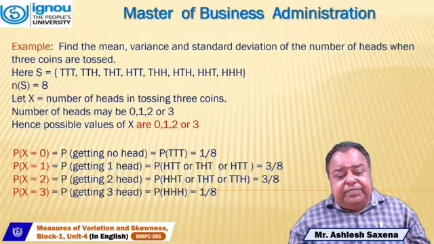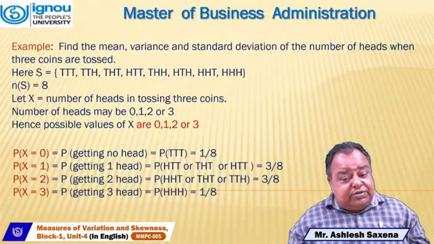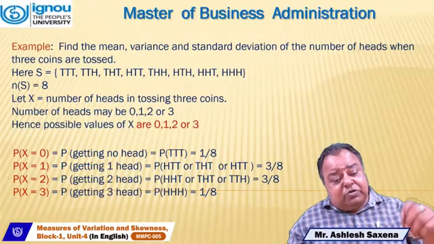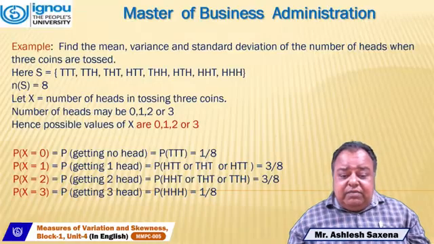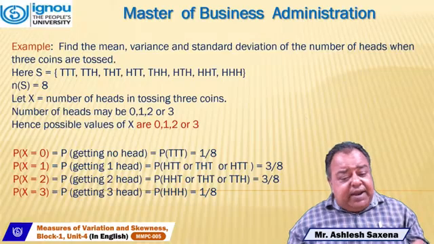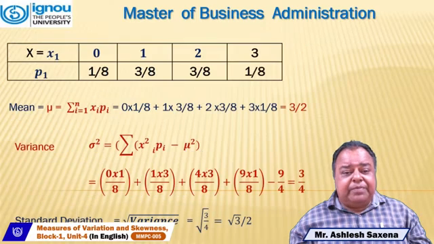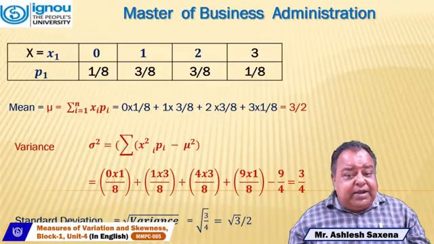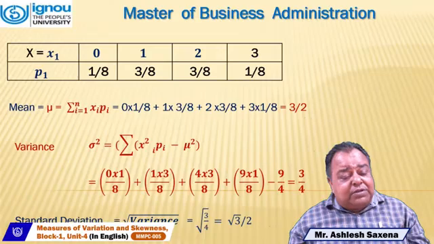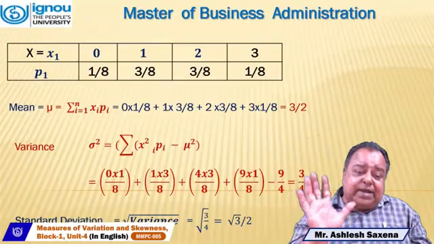If we talk about 1 head, there are 3 events where a head is there. That is 3 by 8. And for 2 heads, again there are 3 events where 2 heads occur. That is 3 by 8. And for 3 heads, it is 1 by 8. When we add up, we get 1: 1 by 8 plus 3 by 8 plus 3 by 8 plus 1 by 8. Adding the numerators, we get 1 plus 3 is 4, 4 plus 3 is 7, 7 plus 1 is 8. 8 by 8 is 1. Mathematically it is correct.